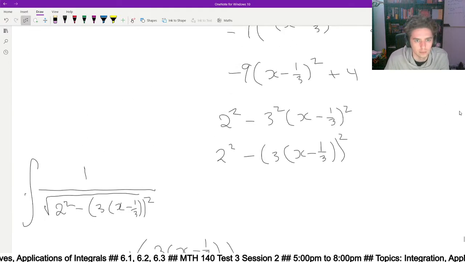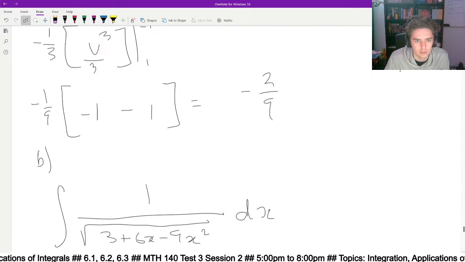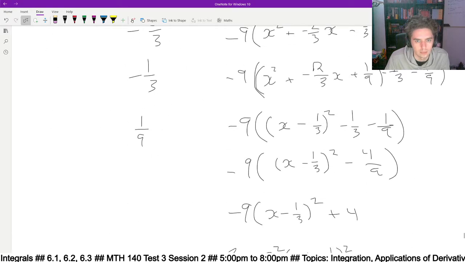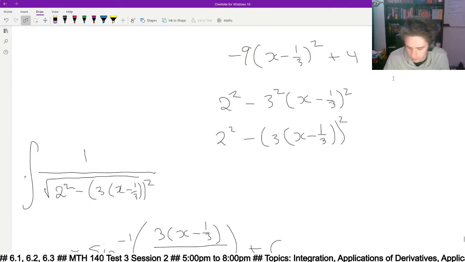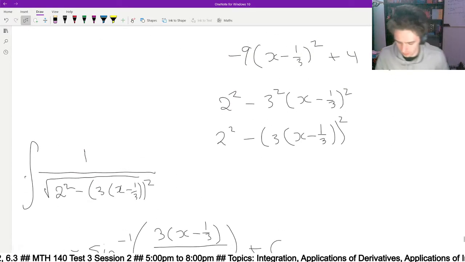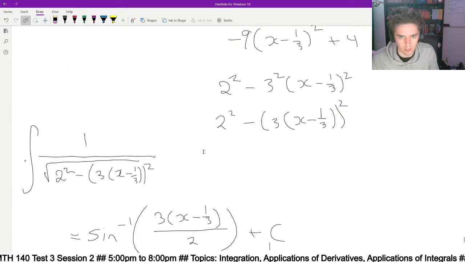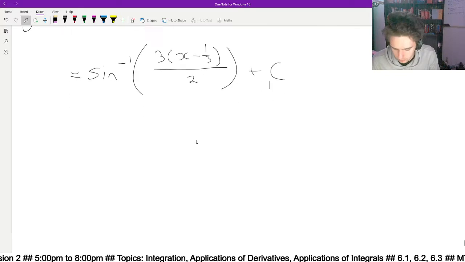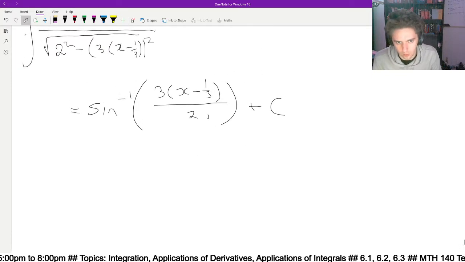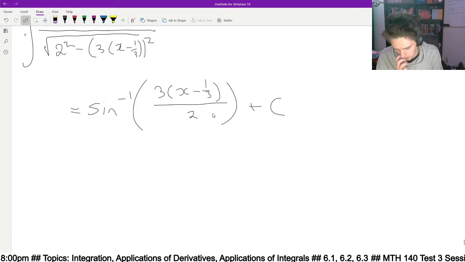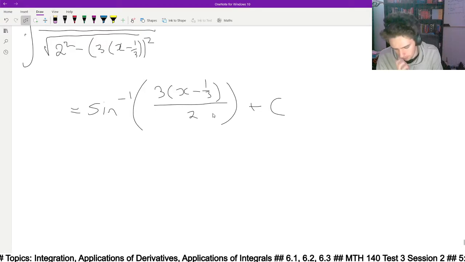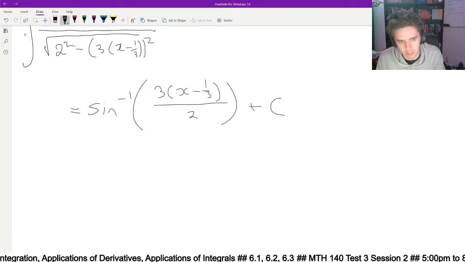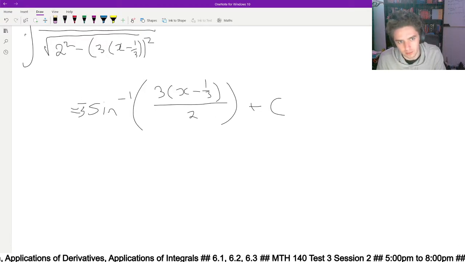Oh, and did I do a plus c on the top, or was it a definite integral? It was definite. This is indefinite, right? Yeah. And I lost a third somehow. Okay, for some reason. Oh, what did they do? My answer is identical, except they have a third here on the front. I don't know why.